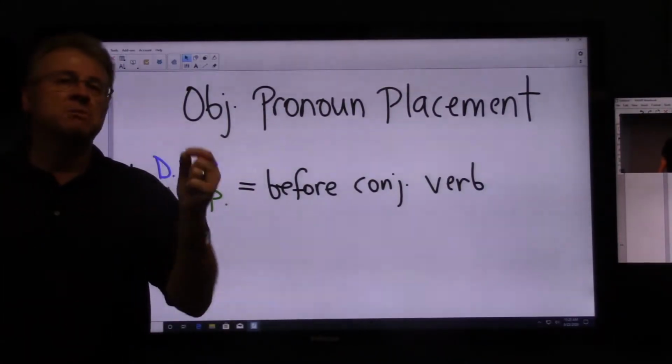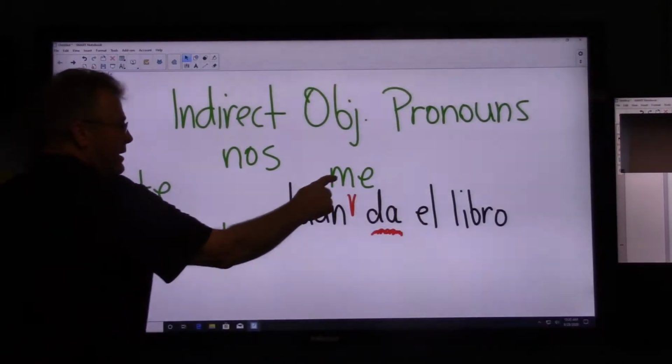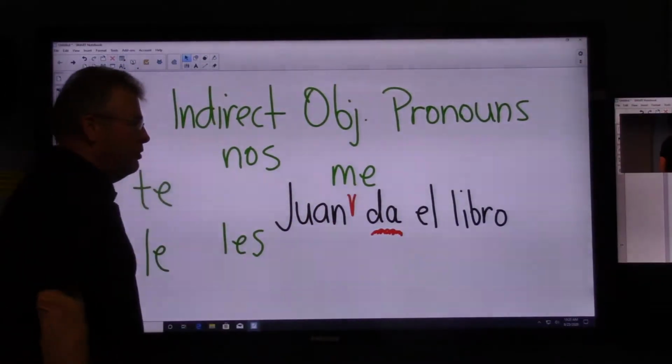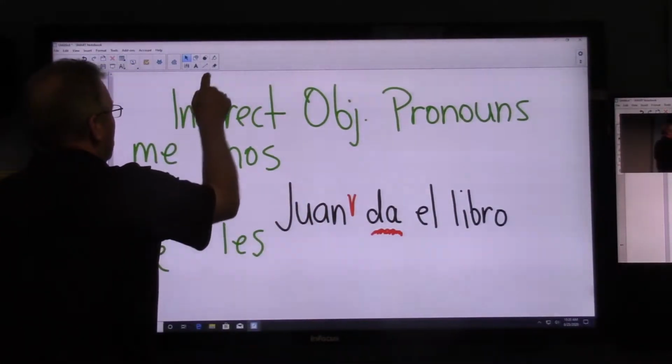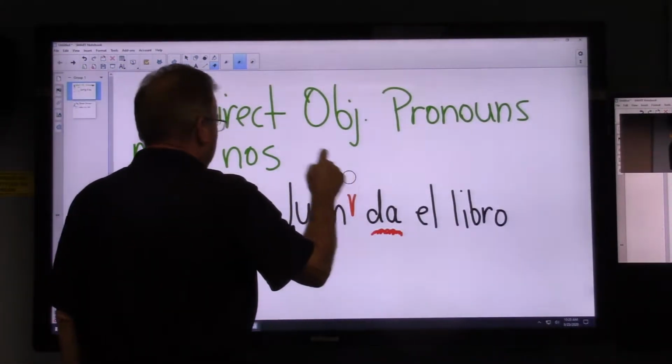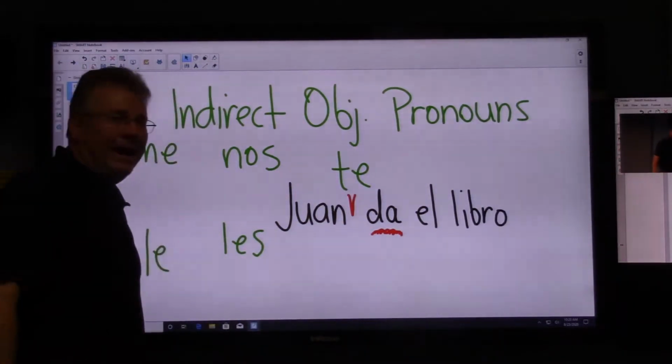Indirect object pronouns must go before the conjugated verb, and that's what we've done. Juan me da el libro. Juan gives me the book. Okay? Now, what if I wanted to swap this out? What if I wanted to put in te? Juan te da el libro.